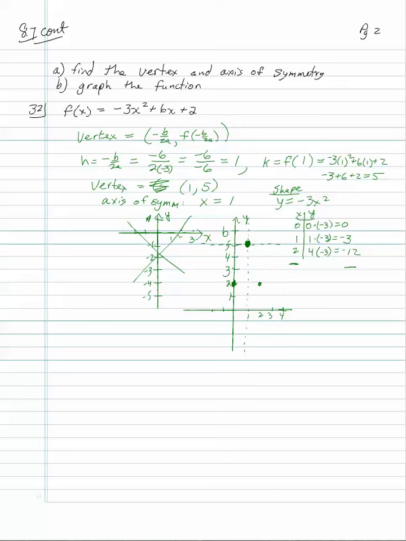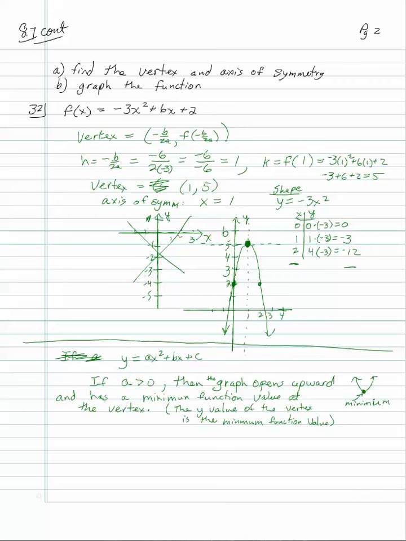And from there I'm going to count over 2, down 12, which is way down. So I'm not going to plot it. I'm just going to kind of imagine that it's going way down there. There you go. So that's y equals negative 3x squared plus 6x plus 2. So it's a parabola that opens downward and the vertex is at 1, 5.